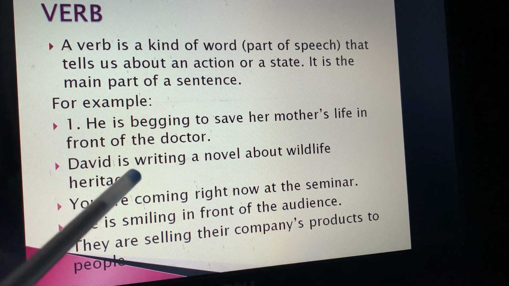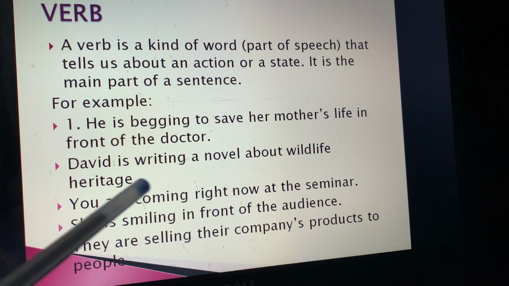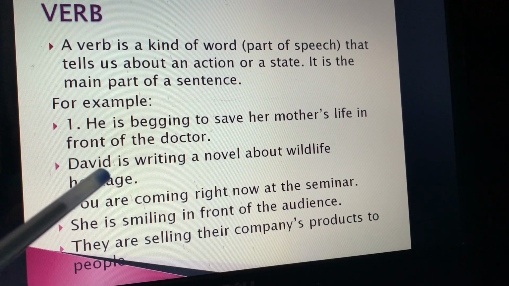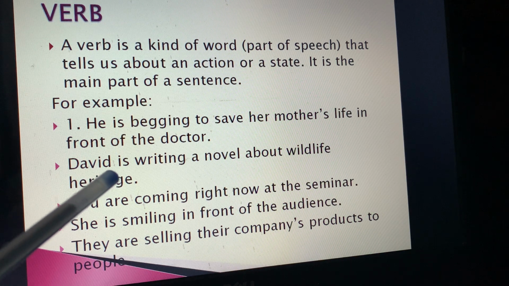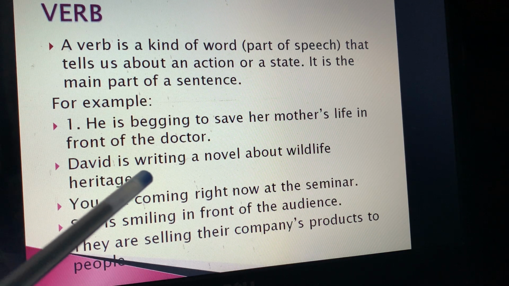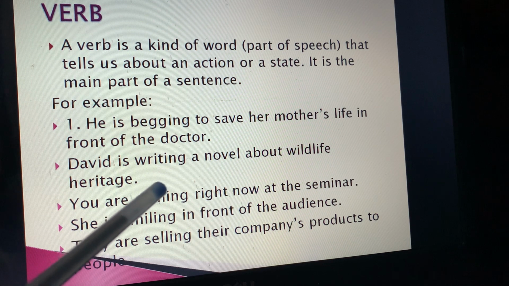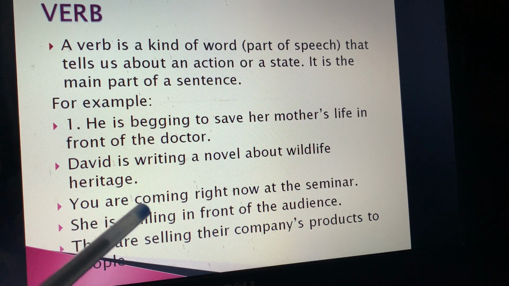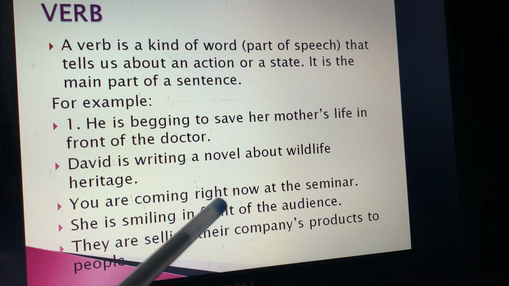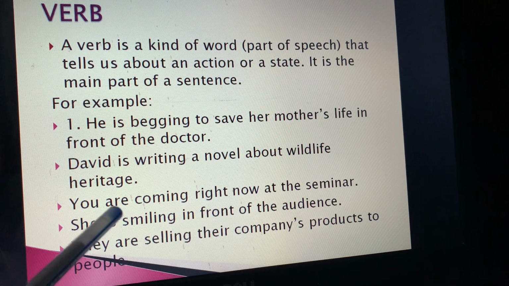Next is David is writing a novel about wildlife heritage. Now over here, what is the subject first? David. Who is doing the action? David is the doer. What is the action done? Is writing. Is writing is the verb. Is the helping verb. Writing is the main verb. Fine. Next is you are coming right now at the seminar. Now what is the subject? You. And the verb is what action is done. The person is coming.